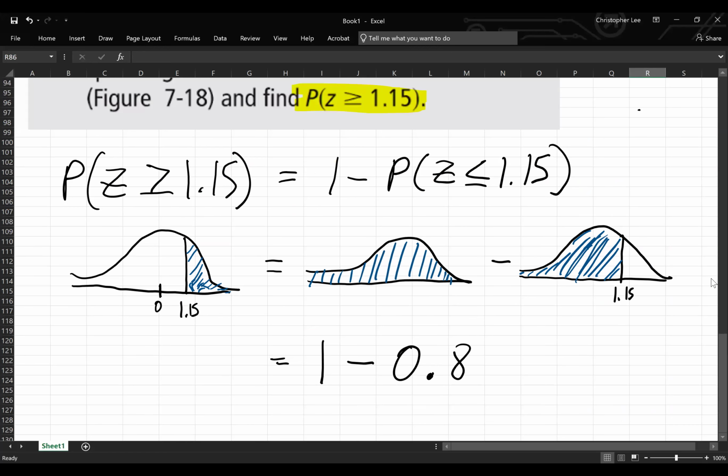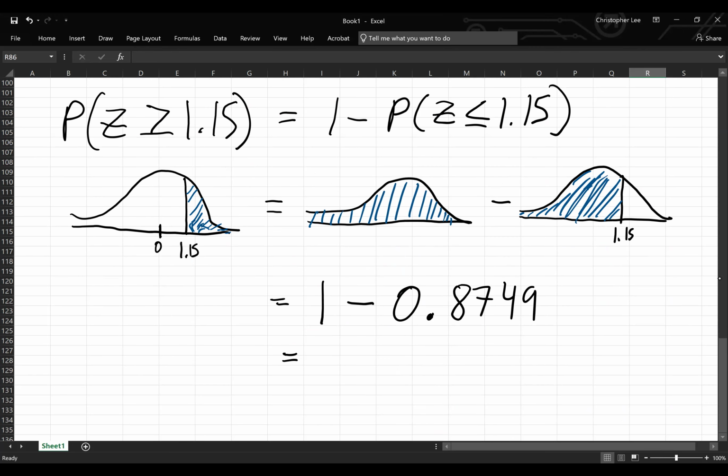So I got 87.49. Then you just got to subtract it. What do you get? Yeah, so when you subtract it, what do you get? So I got 0.1251. Right? That's it.